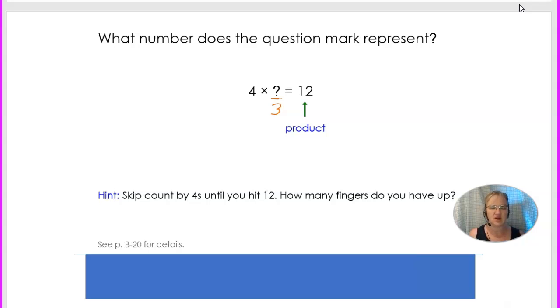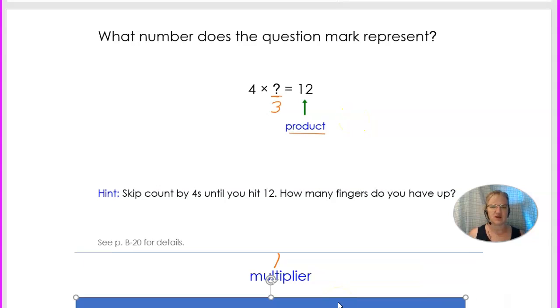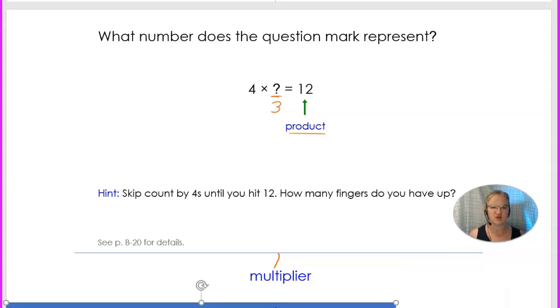Notice here that the answer to our multiplication question is called the product. These are terms that you're going to be expected to know. And what we found, the number 3, is called the multiplier. That is the number that we are multiplying by. All right, so this number is the multiplier.